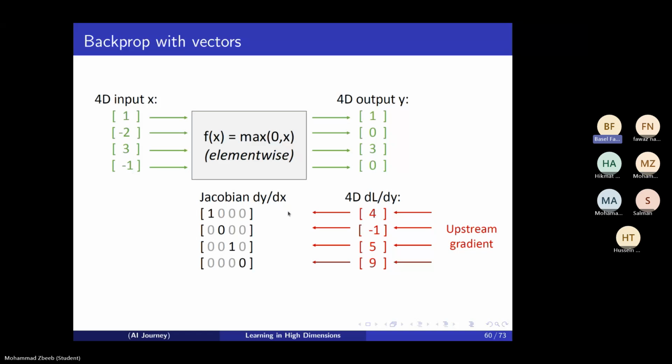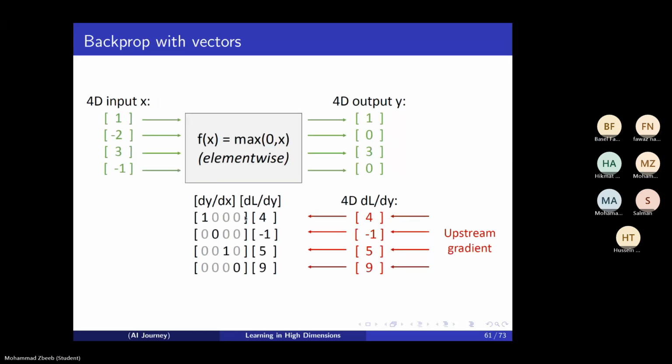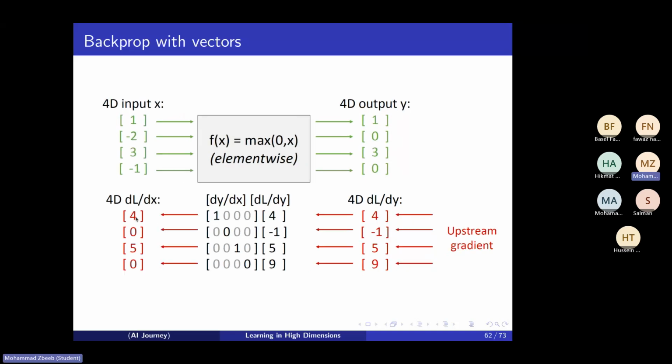So we chain them with the upstream gradient. Yes, chain them with the upstream gradient. We have a matrix multiplication. Basically, we take each row multiplied by the full column. Take the first row and multiply it, and we get the first element. Take the second row and multiply it, and we get all zeros. Take the third row and multiply it, and we get the third element, which is 5. Take the last row and multiply it, and we get all zeros. So we get 4, 0, 5, 0.